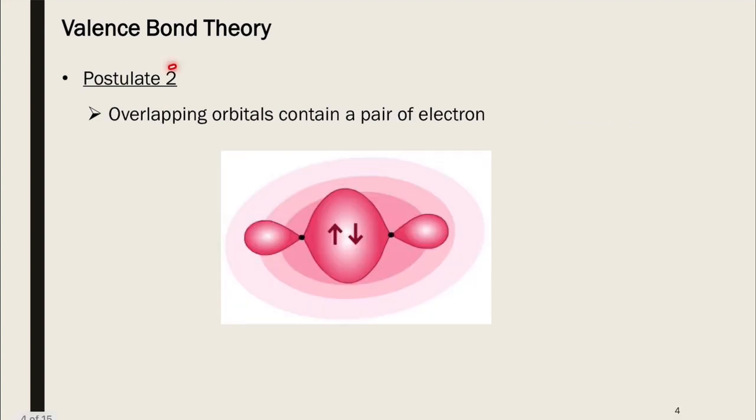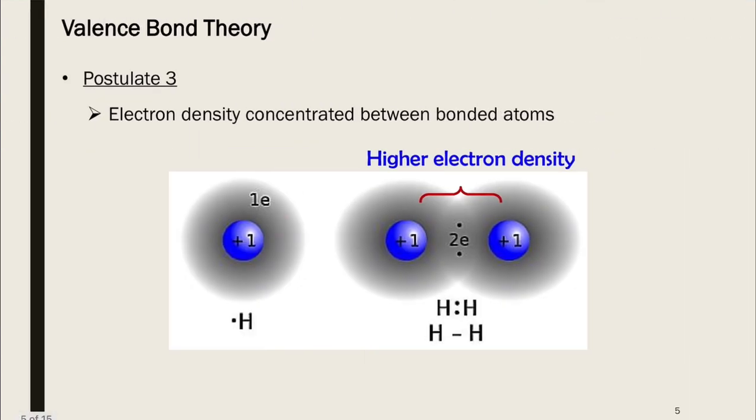The second postulate states that the overlapping orbitals contain a pair of electrons. Okay, seperti yang ditunjukkan di dalam rajah, apabila orbital itu overlap, tempat dia overlap tu ada satu pasang elektron. The third postulate states that electron density is concentrated between bonded atoms. So di mana overlap itu berlaku, di situ adalah di mana higher electron density.